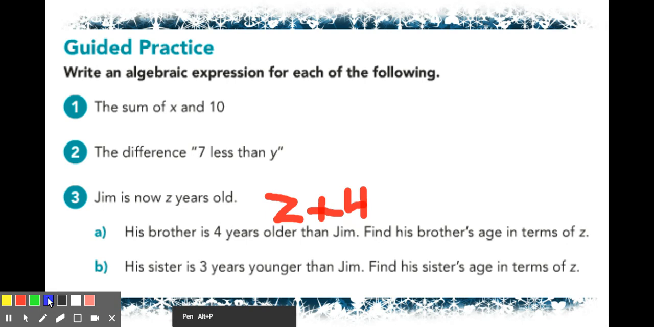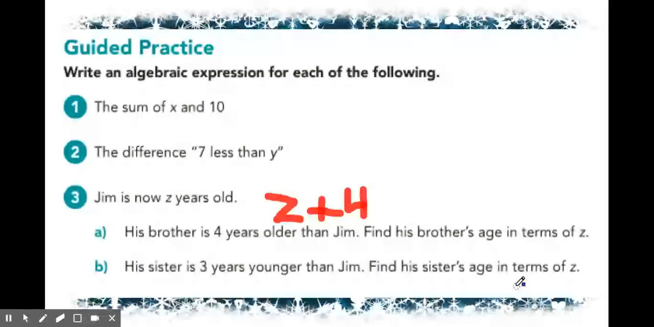Part B says that his sister is 3 years younger than him. Find his sister's age in terms of Z. Well, if Jim is Z years old and his sister's 3 years younger, I'm going to be subtracting 3 rather than adding.